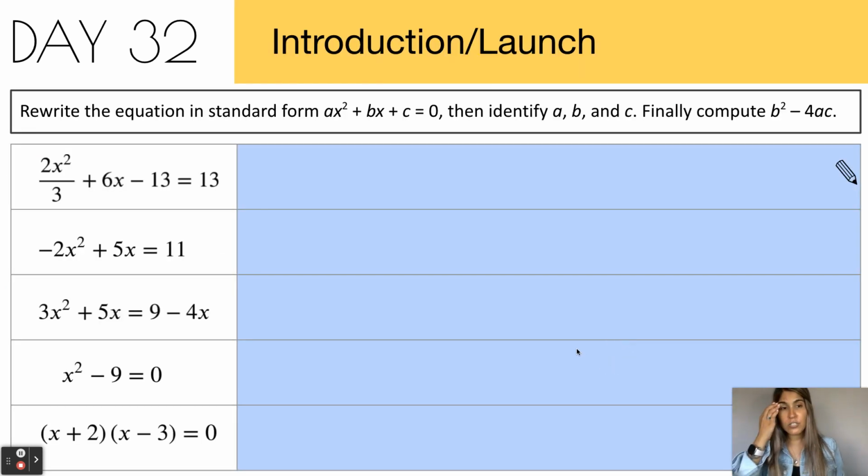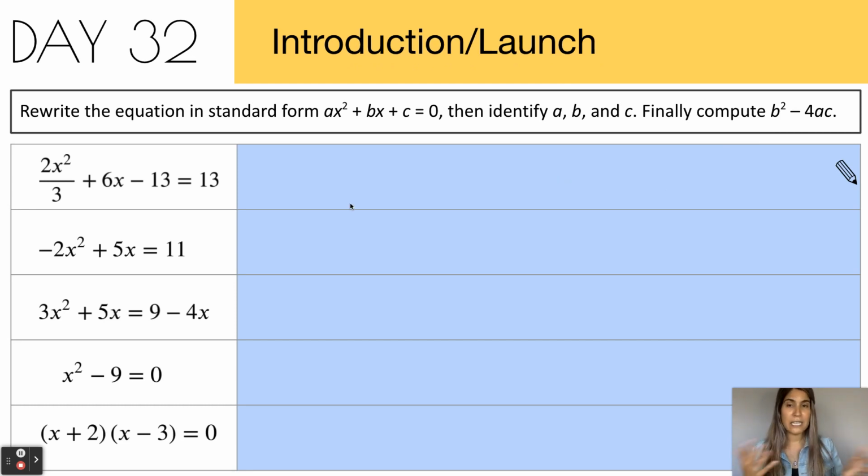So the introduction launch, the second portion of the introduction launch looks like this. And it asks the students to rewrite the equation in standard form, so that's 1. To identify their A, their B, and their C, so that's 2. And finally, to compute their b squared minus 4ac. So it's asking them for 3 things, and this is a very small amount of space.